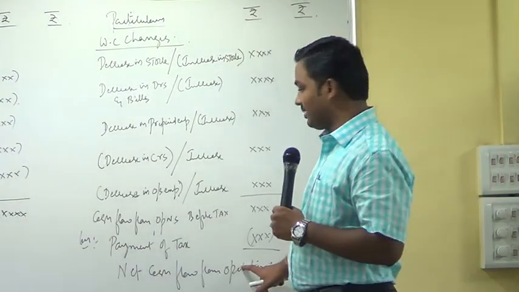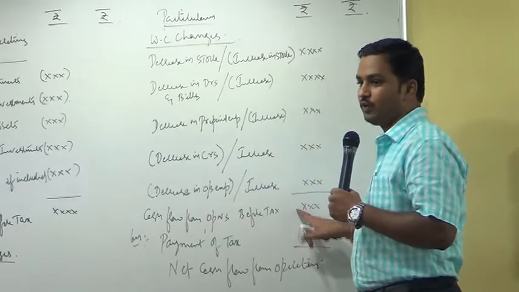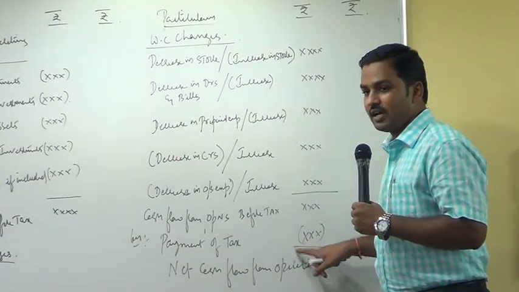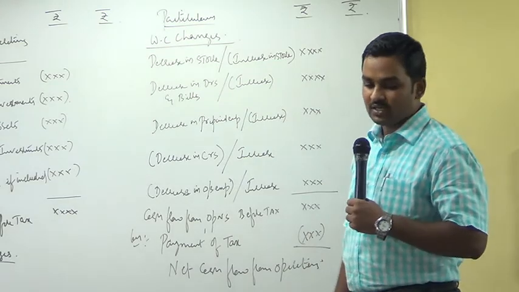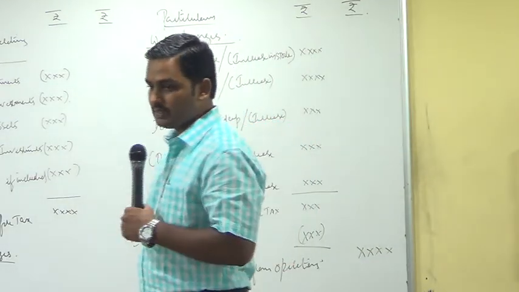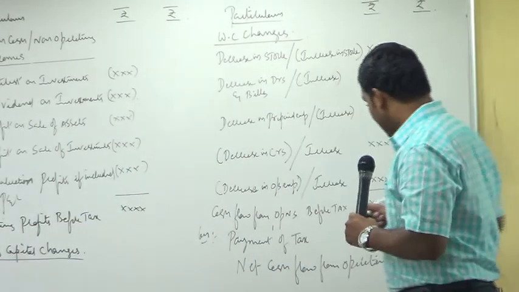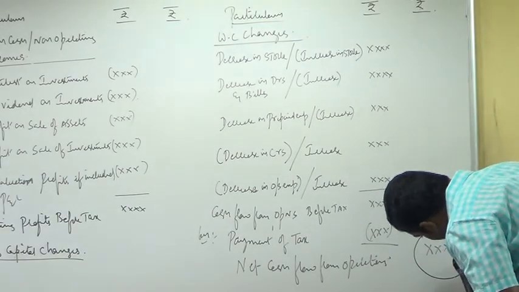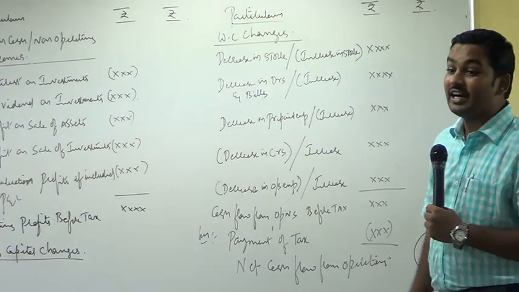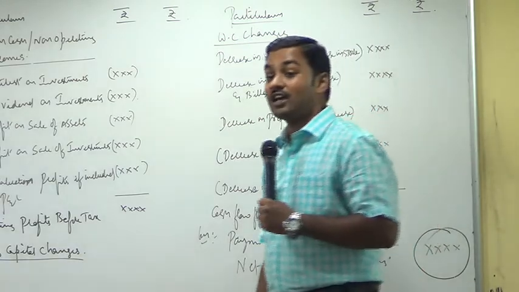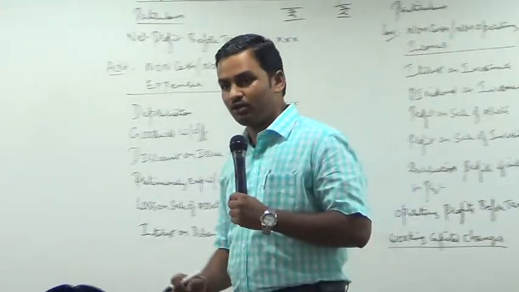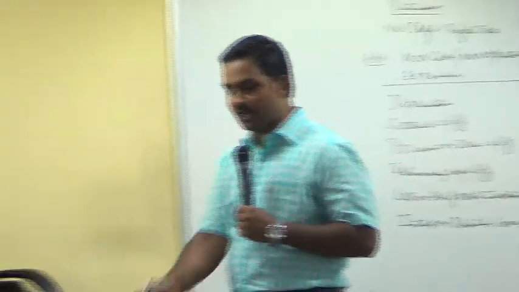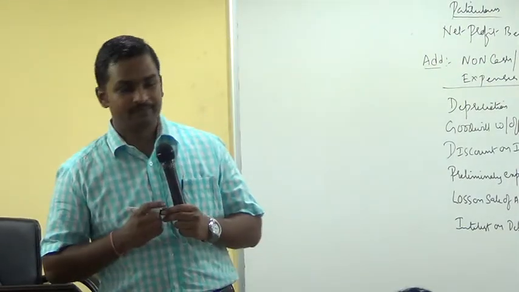Less payment of tax, ultimately you get cash flow from operations before tax. Less tax, you get net cash flow from operations. Now listen very carefully. Net cash flow from operations, indirect approach, and net cash flow from operations, direct approach, both are going to be one and the same. Write down that also in notebook.